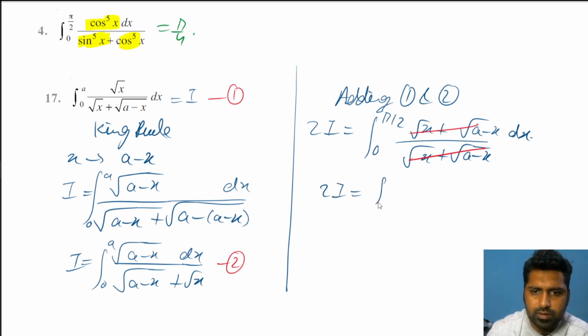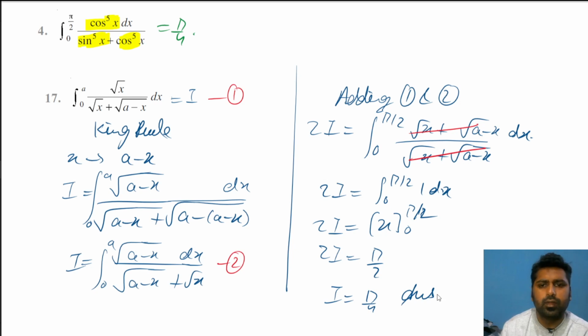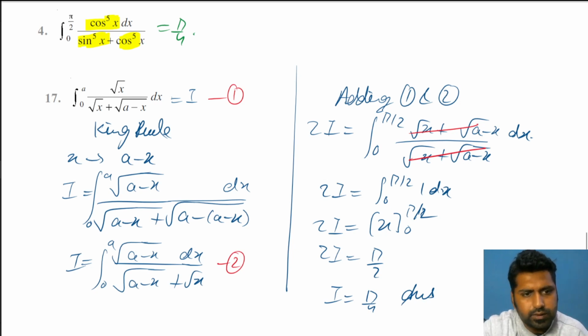2I is equal to integration 0 to pi by 2 of 1 dx. That is x from 0 to pi by 2, so 2I is pi by 2. I is pi by 4. Okay, that's the answer. All right, this is done.